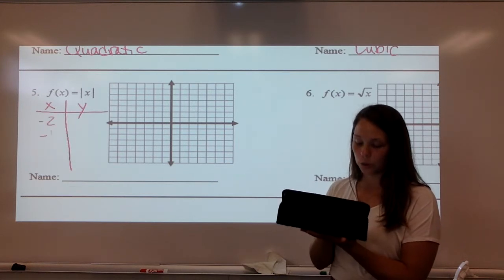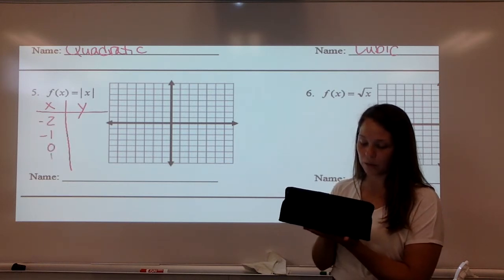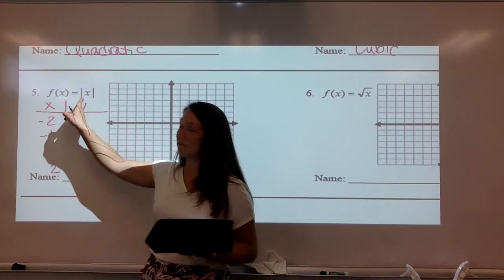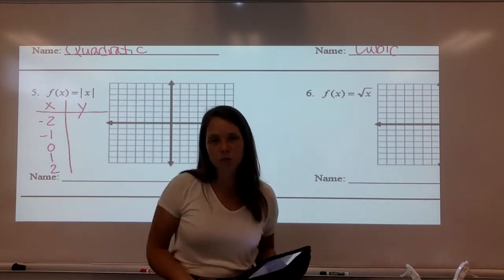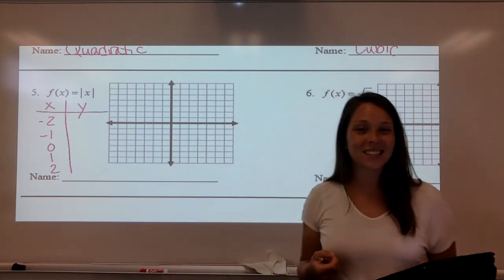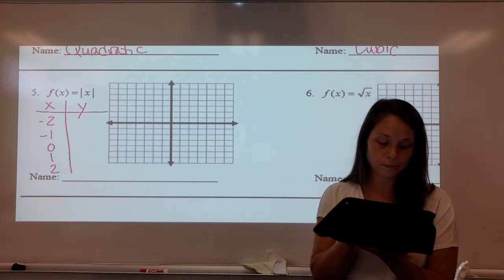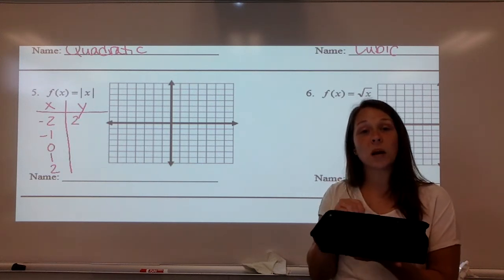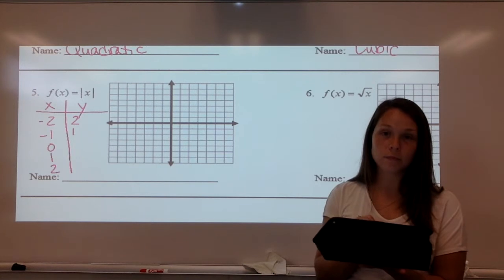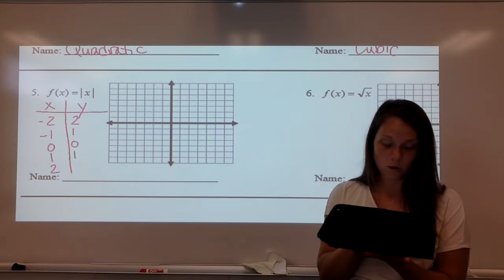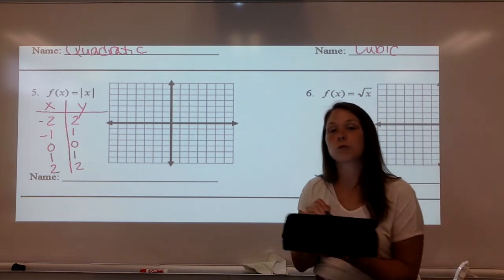I'm going to use the same x values I've been using this entire time. So negative 2, if I plug that in for x, I have the absolute value of negative 2. Well, negative 2 has a distance of what from 0? 2. Negative 1, when I plug that in, has a distance of 1. 0 has no distance at all from 0 because it is 0. 1 is 1, and 2 has a distance of 2.